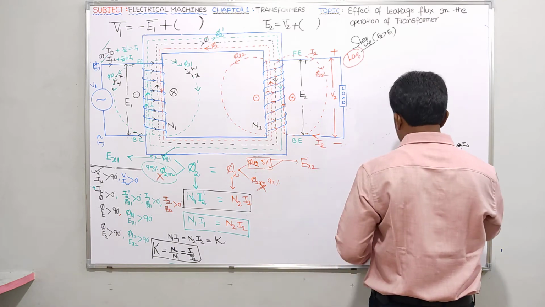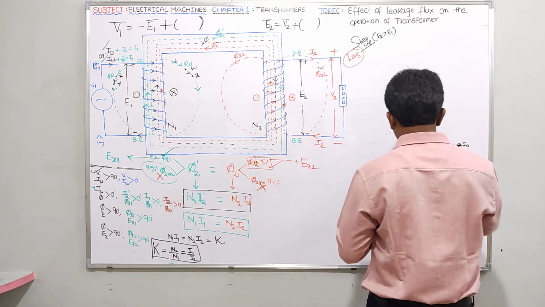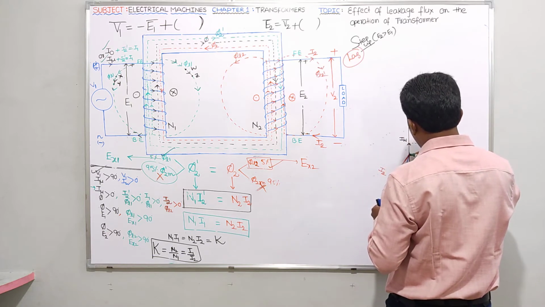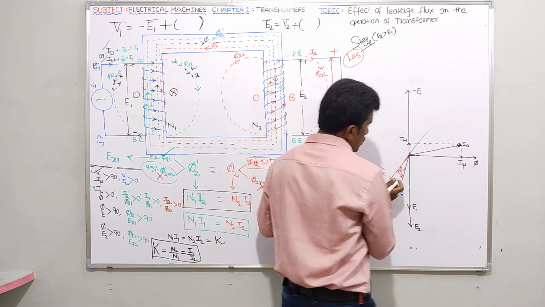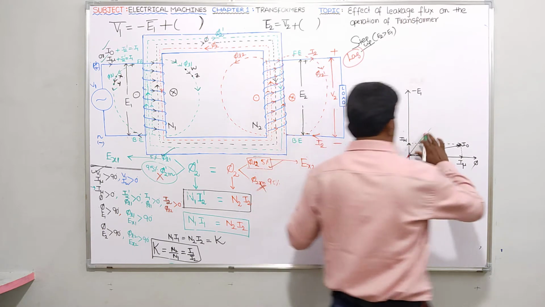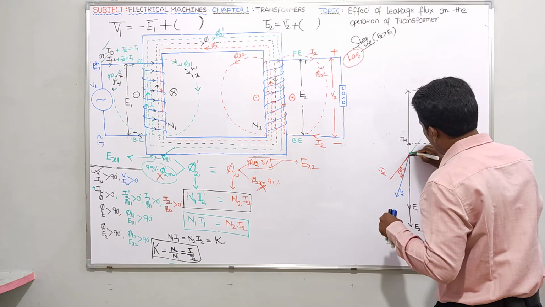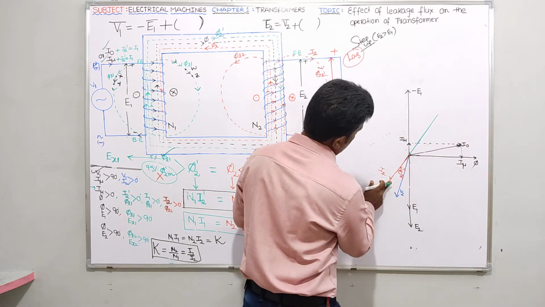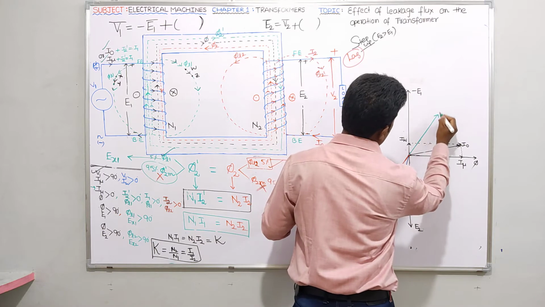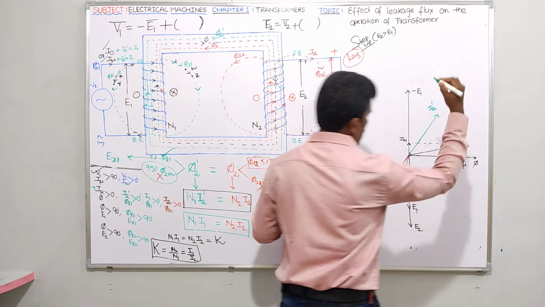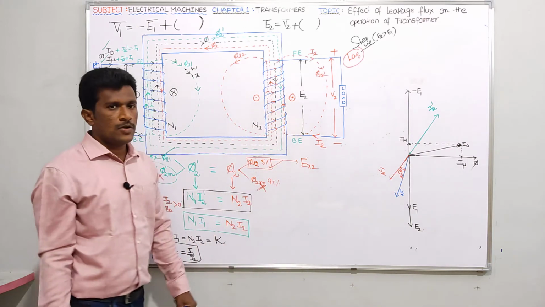If I refer I2 towards the primary side, it becomes I2 dash. So just the angle should be there. The angle between I2 dash and I2 should be 180 degrees. Like that you have to draw. So the angle between I2 and I2 dash should be almost equal to 180 degrees. Like that you have to draw. Okay guys? I2 dash. Okay.